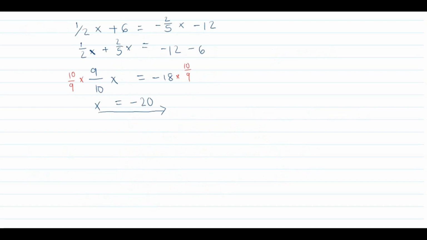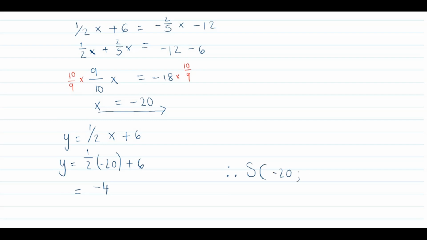My equation 1 was y is equal to 1 over 2x plus 6, and then we're going to substitute that x value there. So it's going to be y is equal to a half of negative 20. Where you see the x, you put the negative 20, plus 6. And you're going to find that your y coordinate for our point S is equal to negative 4, right? Therefore, the coordinates of our point S are negative 20 and negative 4.